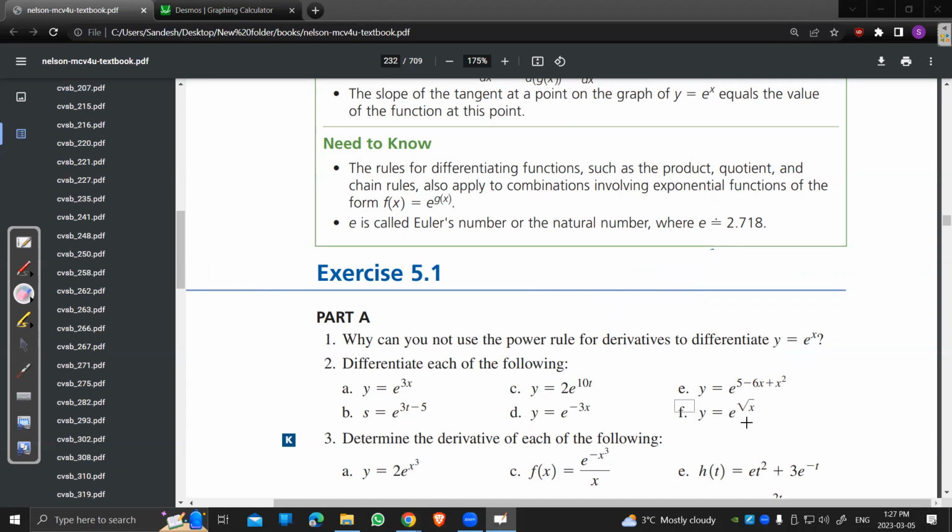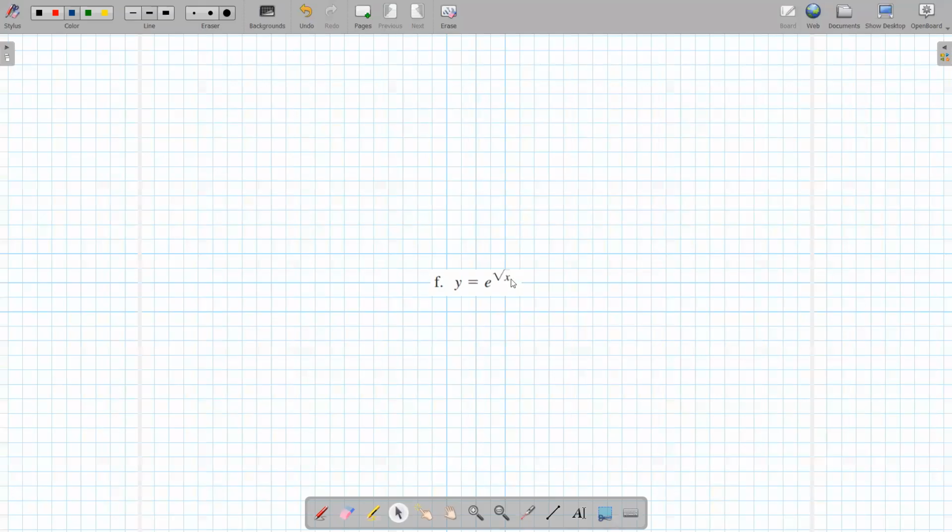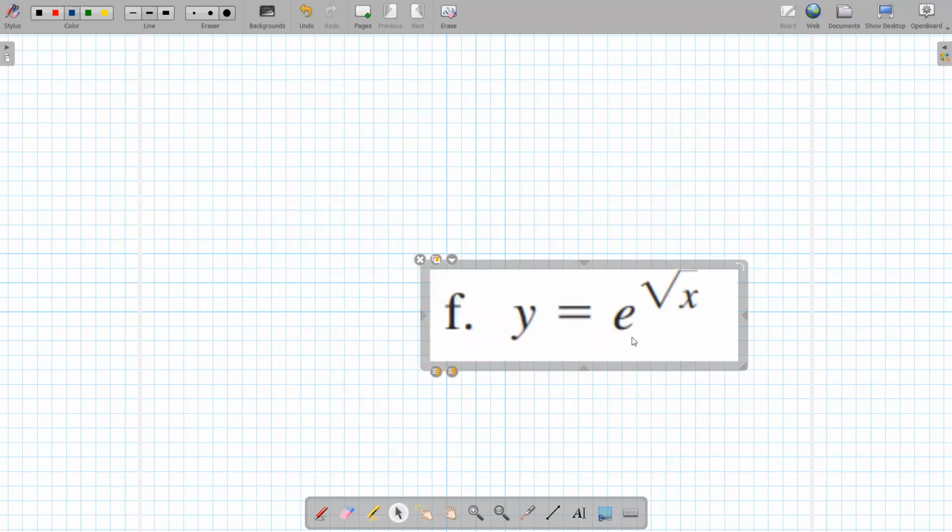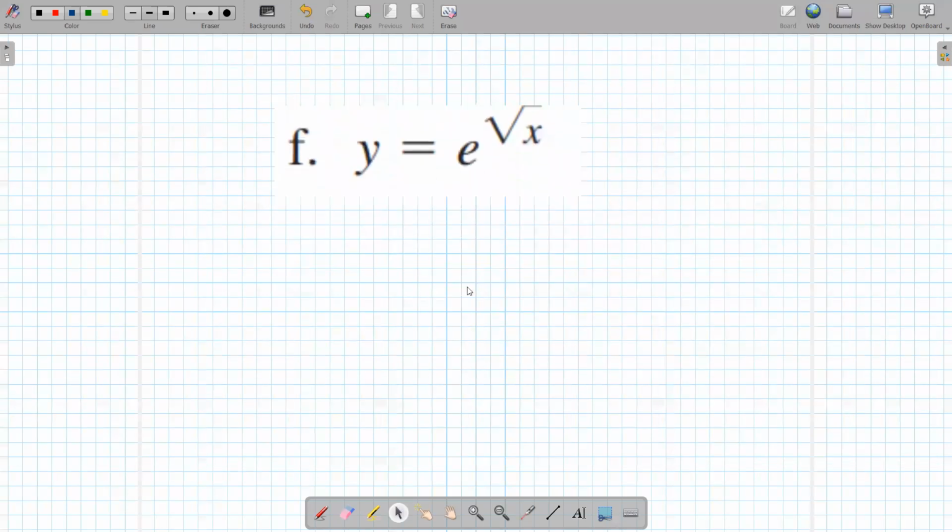Let's do this one. Okay, so that's y. We're trying to find y prime. Tell me, what is it gonna be? Is it just the same thing? Is there anything else to this? No, there is, right? There is. You always need to multiply it by the derivative of the exponent.